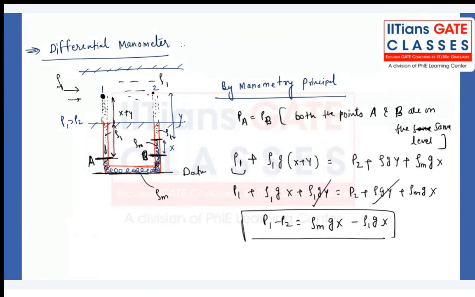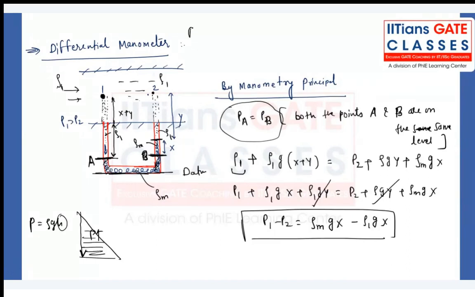Tell me, guys. Let me avoid your confusions. No need to panic at all. You forget this particular concept. You forget whatever I told you, dou p by dou x equal to zero. Now, I told you in the last class, p is what? Rho g h. Whenever you are moving in the downward direction, is pressure increasing or decreasing? You first tell me. Pressure is increasing or decreasing? Pressure is increasing. Everyone knows that.